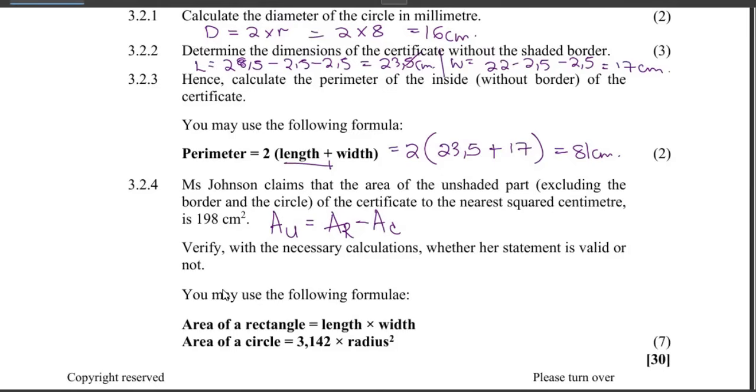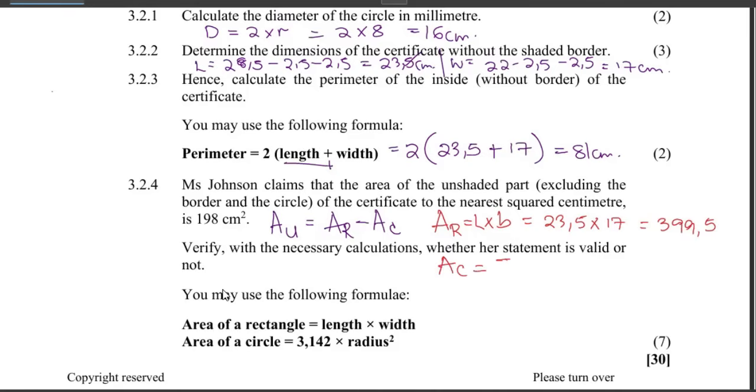Okay, so let's say the area of the rectangle will be L times B, which will give me 23,5 times 17. Why am I using this? Because I'm looking at the white part of it without borders. So 23,5 times 17, you get the answer as 399,5. This is the area for the rectangle. Then go ahead and look for the area of the circle.